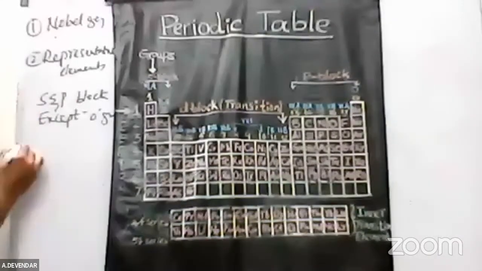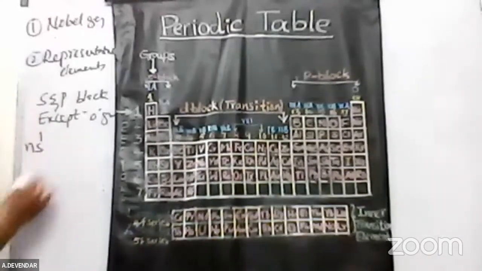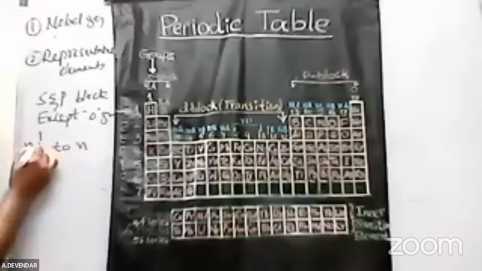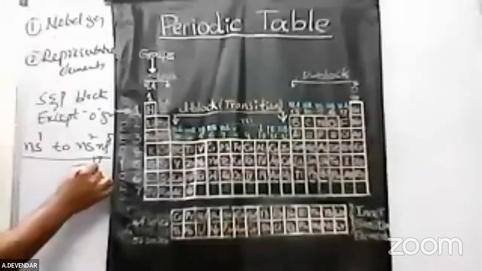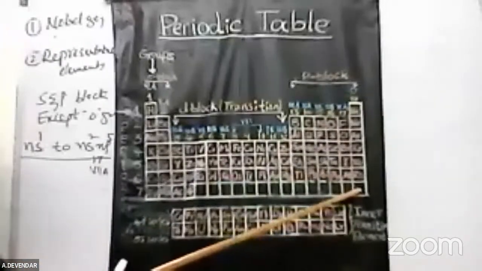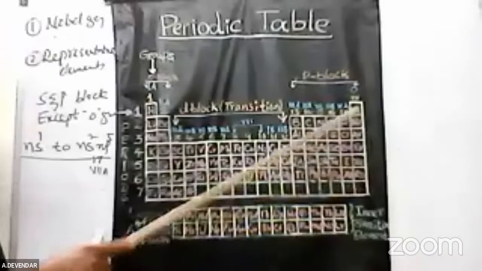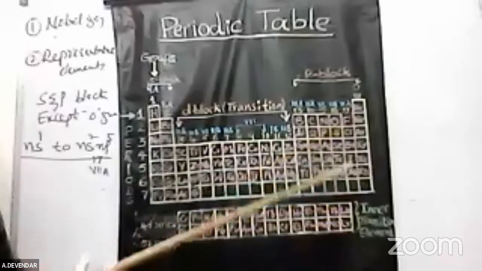The electronic configuration varies from ns1 to ns2 np5 only. This is the 17th group or 7th A group element, the halogens. The chemical properties of the representative elements differ well compared to the zero group elements. These zero group elements are stable. They do not react with anybody. They are monoatomic in nature. They are rare gases, noble gases. Zero valency is there.